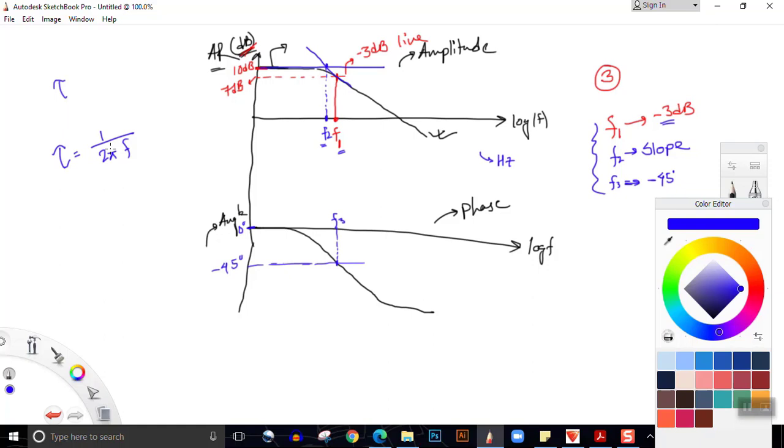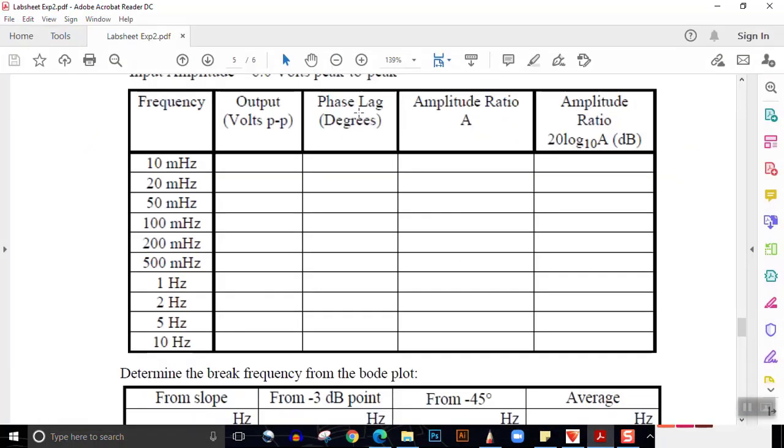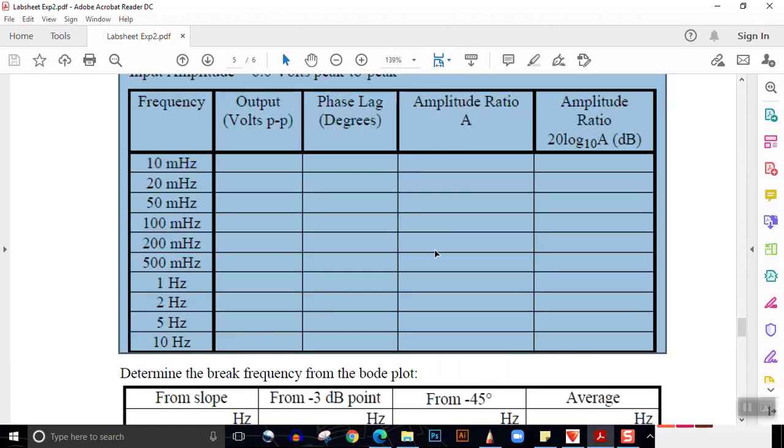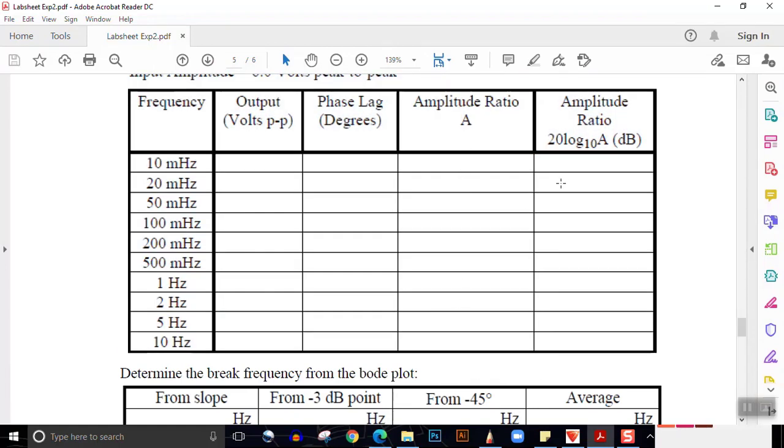So what we're doing in this experiment is, first, our primary target is filling up this data table. We'll not be using 10 millihertz. We'll be using all the other frequencies and fill up the data table. And after filling up the data table, we'll readily obtain the amplitude ratio in natural unit here and in decibels in the last column. Then we'll draw a plot in a semi-log graph paper. We'll draw a plot where x-axis is frequency in log and y-axis is the amplitude ratio in decibels.